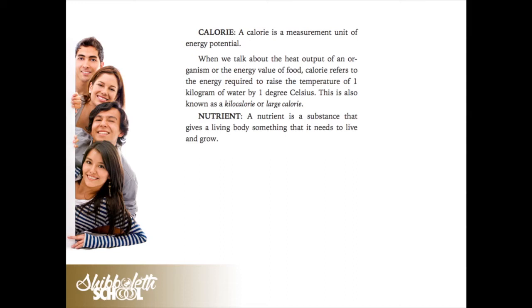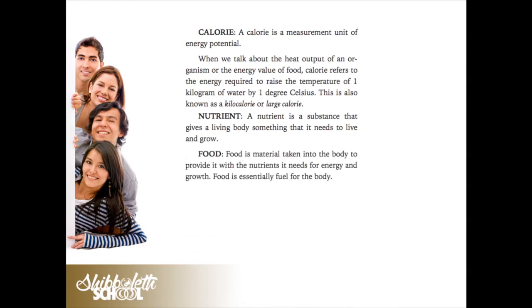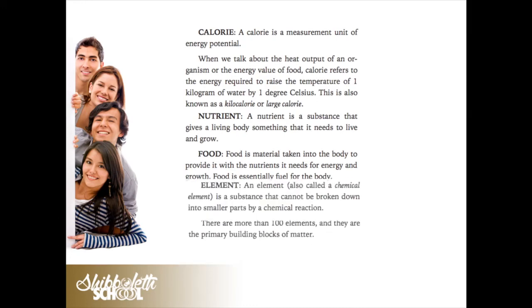A nutrient. A nutrient is a substance that gives a living body something that it needs to live and grow. Notice calories and nutrients are different. Food. Food is material taken into the body to provide it with the nutrients it needs for energy and growth. Food is essentially fuel for the body.